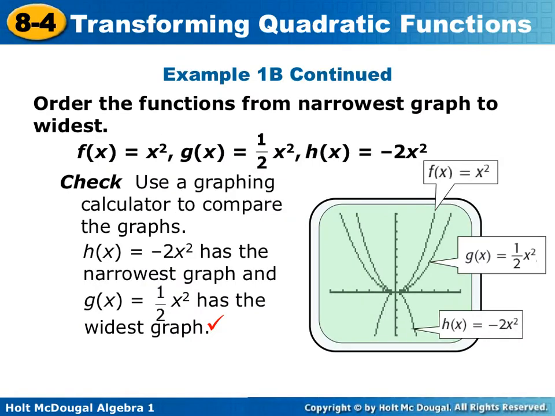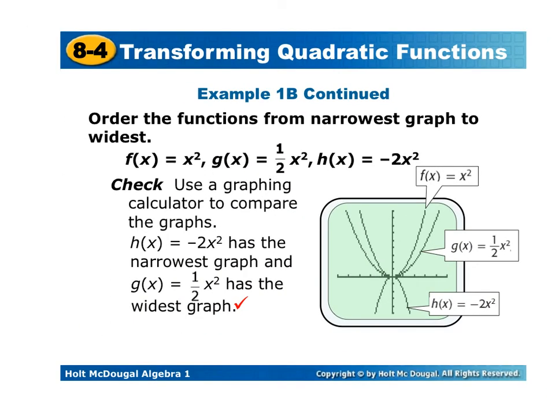Okay, so here they've done it for us. They've given us a visual. And you can see that what we just stated, that h of x is the narrowest, and then the parent is the middle one, and then the widest one is the one with the 1/2.